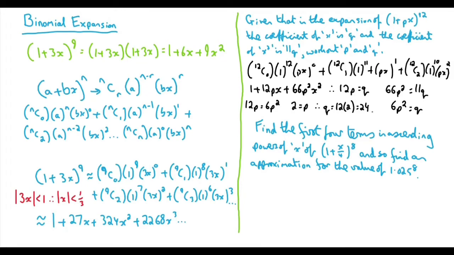If we can see what we've done there, and we're happy again with how you can adopt this formula in a slightly different way, let's have a go at doing a question on your own. So find the first 4 terms in ascending powers of x, so you're just going from no x up to x, x squared, and so forth, of 1 plus x over 4 to the power of 8, and so find an approximation for the value of 1.025 to the power of 8.